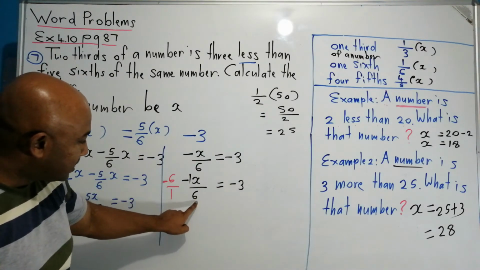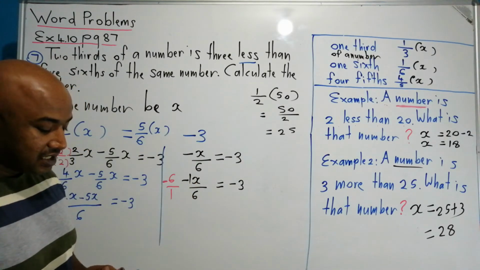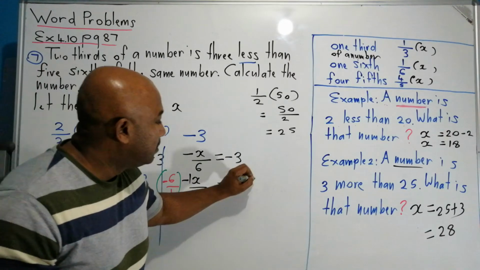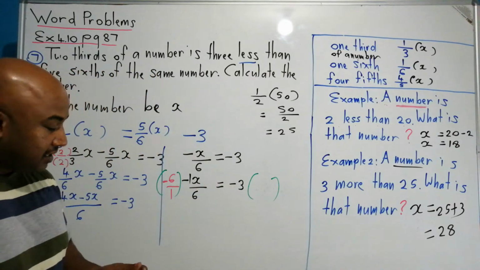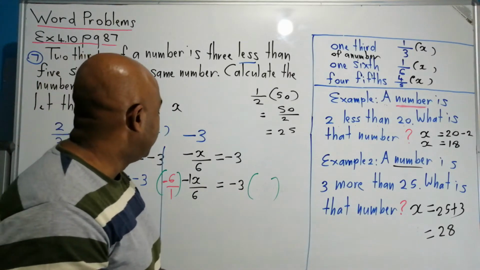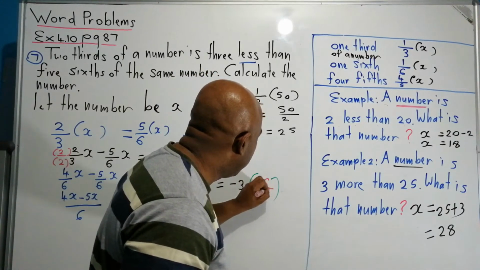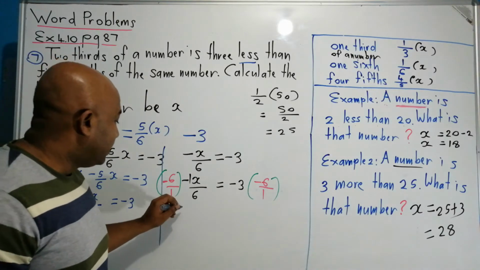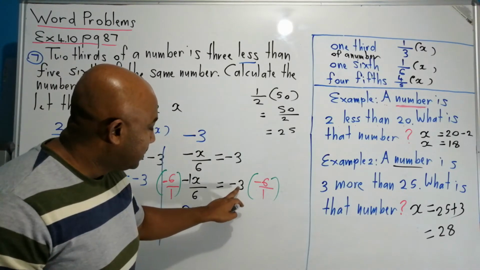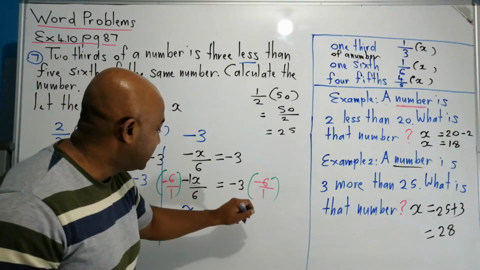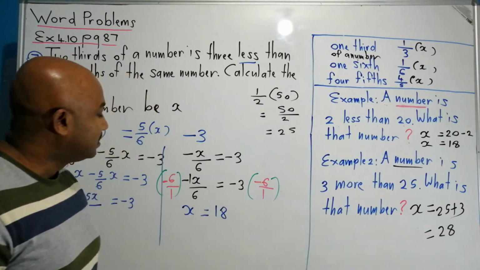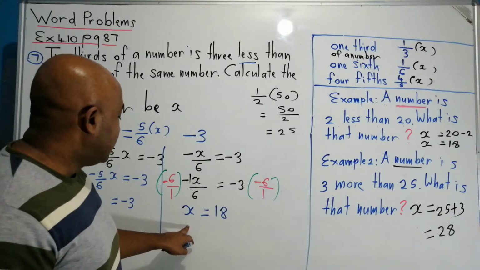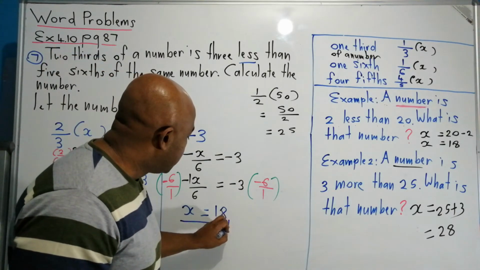So now 6 and 6 cancel. Negative times negative will give me a positive. And whatever I do on the left hand side of the equation, I have to do on the right hand side of the equation. So I will have to multiply by minus 6/1. So now we got x is equal to, negative times negative is positive, 3 times 6 is 18. So the number that we are looking for is 18. Alright, so x is equal to 18.